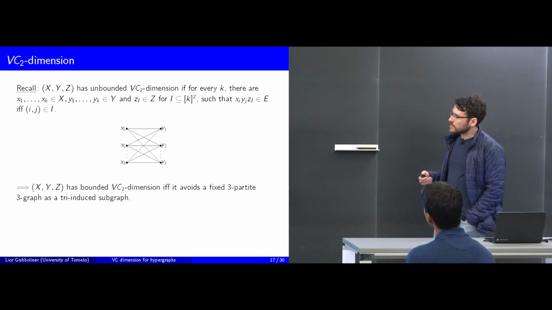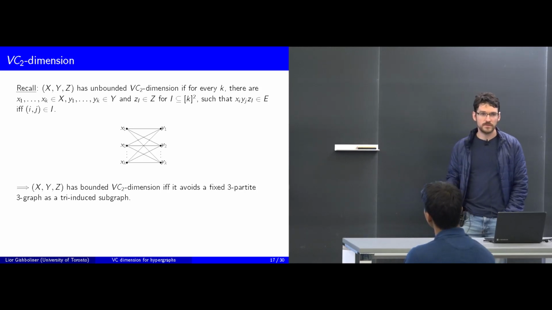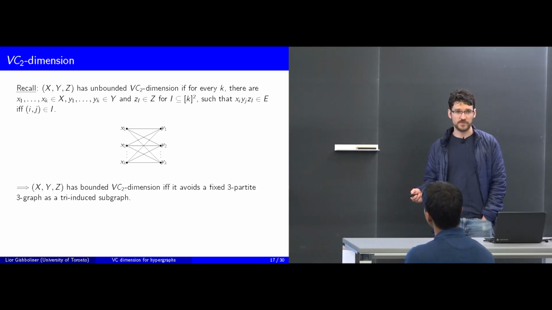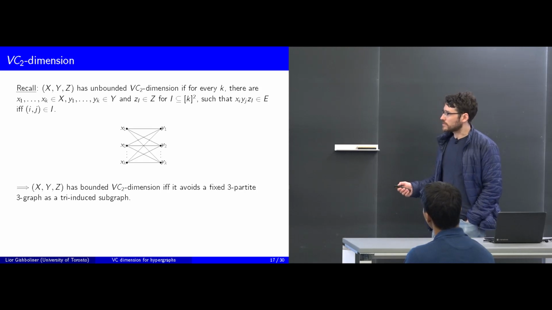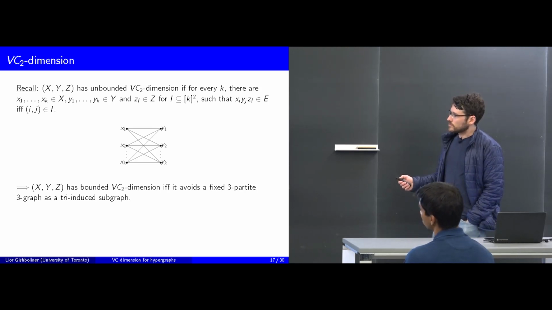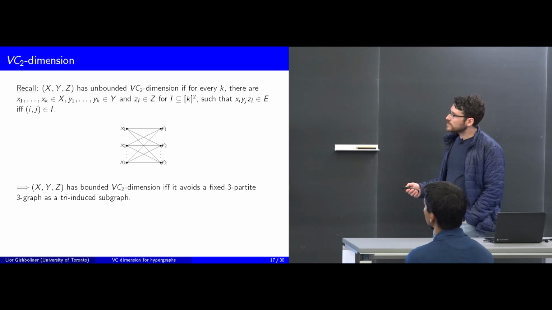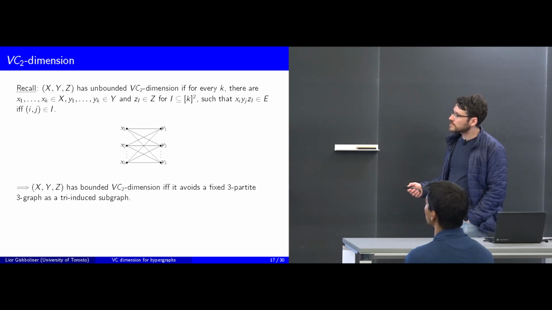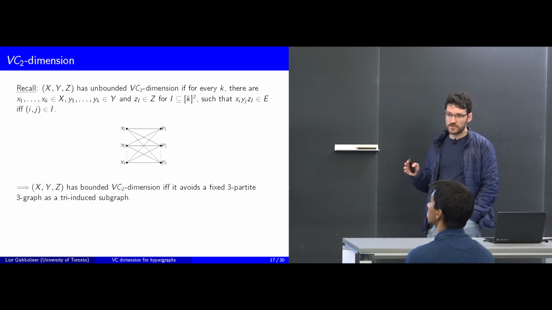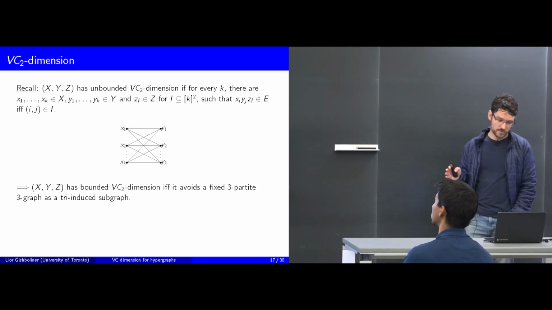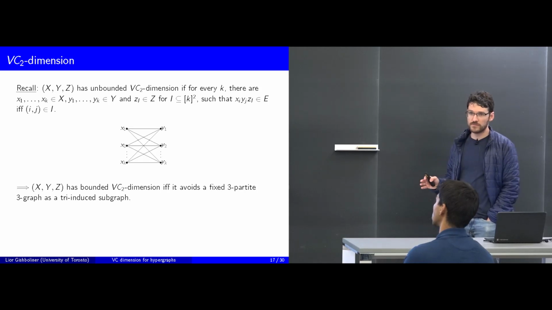And observe that I can construct any tripartite three-uniform hypergraph in this way, right? Because I can really insist on any subset of these pairs. So this definition of having bounded VC2 dimension is the same as saying that I avoid some three-partite, three-uniform hypergraph as an induced subgraph. So this is maybe the nicest analog of the graph case.